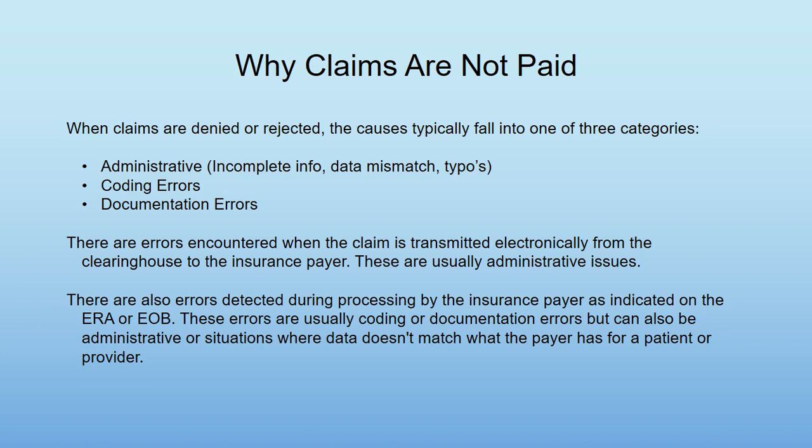Now, many times when the claims are transmitted from the practice to the clearinghouse or from the clearinghouse to the payer, a lot of those errors are administrative type of errors. There are also errors that are detected when the claim is being processed by the insurance payer, and those are the codes that are indicated on the remittance advice or the explanation of benefits. These errors are usually due to coding or documentation type of errors, or errors where the payer needs more information. They can be administrative, but it could be situations where the data doesn't match between the payer and the patient information or the provider information.